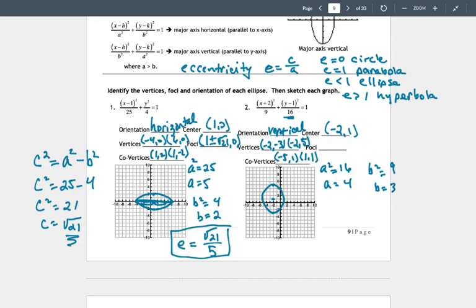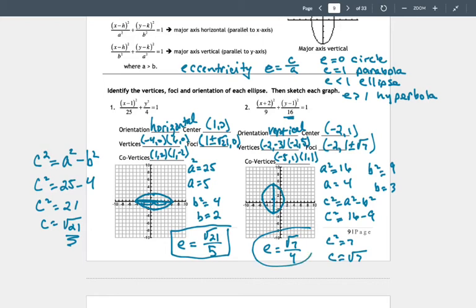And I still need to find my foci by doing c squared equals a squared minus b squared. So c squared will equal 16 minus 9, which is 7. So c equals the square root of 7. And because this one's vertical, I have a vertical major axis. The x value of my center will stay the same. I'm adding it to the y's of my center, so it'll be 1 plus or minus the square root of 7. And then my eccentricity for this one would be the square root of 7 over 4, which again will be less than 1, so it proves it's an ellipse.